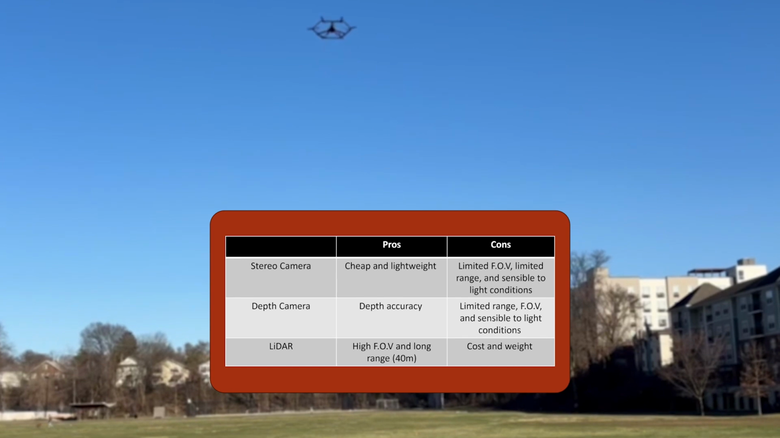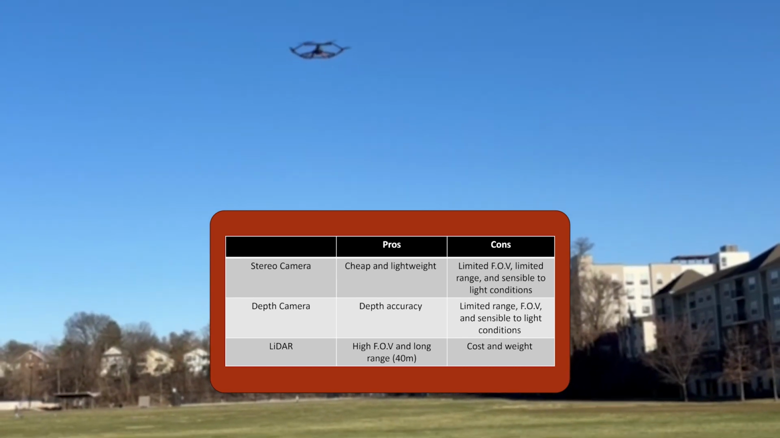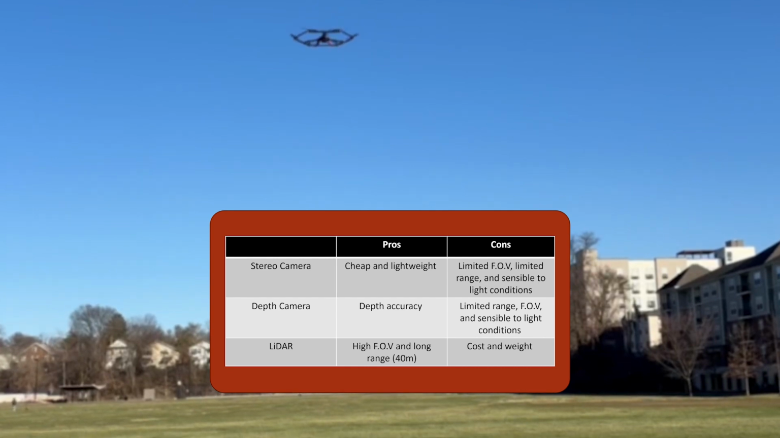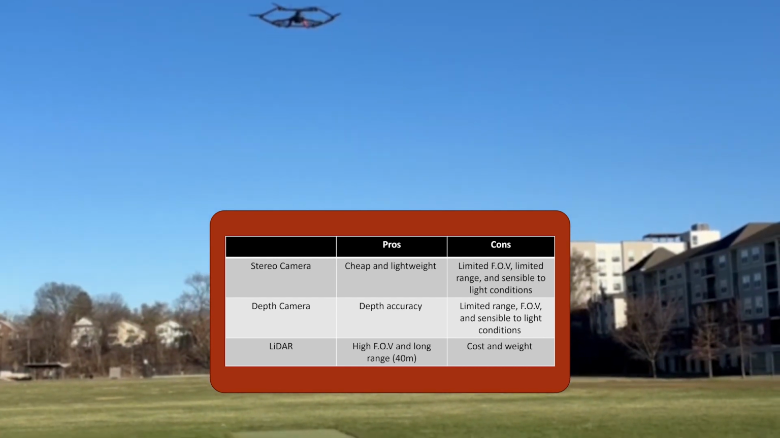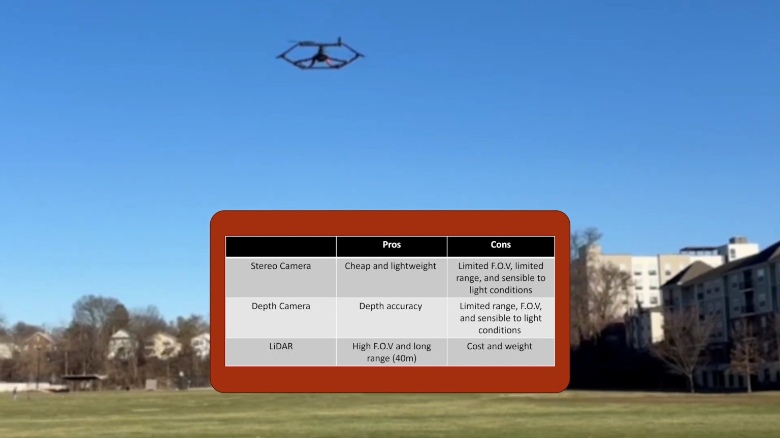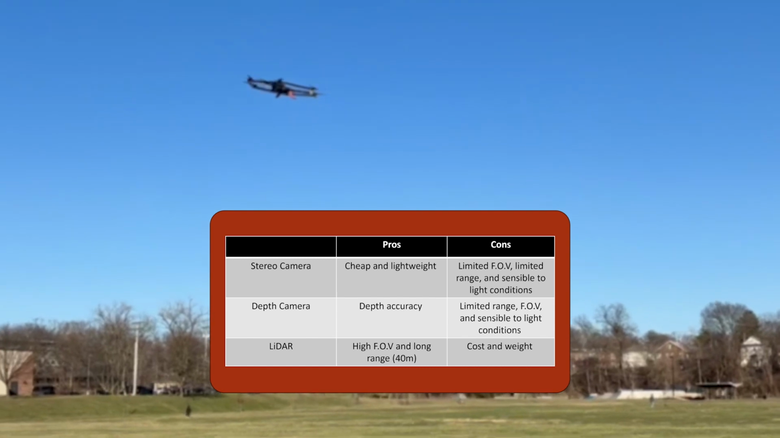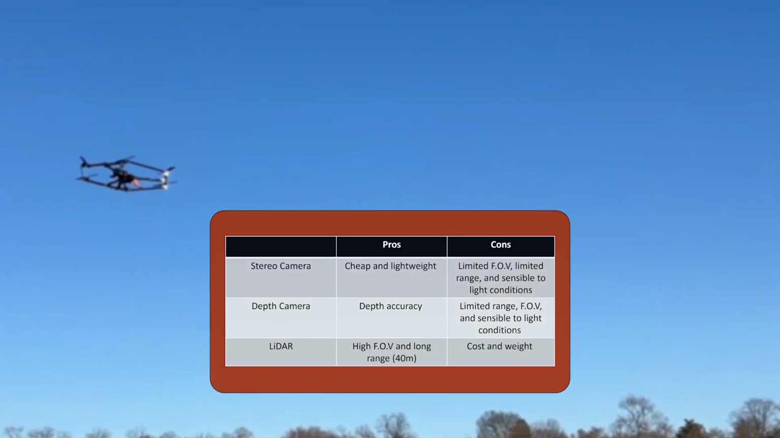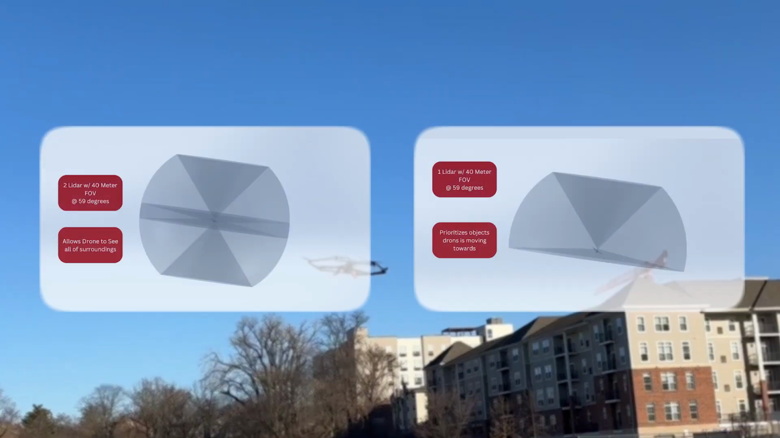The LiDAR was chosen due to its wide FOV and high range. The range was important given the high speeds both our drone and other UAVs in the competition were traveling at. This was why both the depth camera and the stereo camera were excluded from consideration. The depth camera had an effective range of 5 to 10 meters, while the LiDAR had a range of 40 meters.